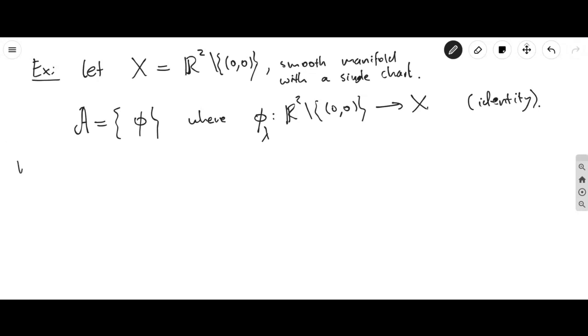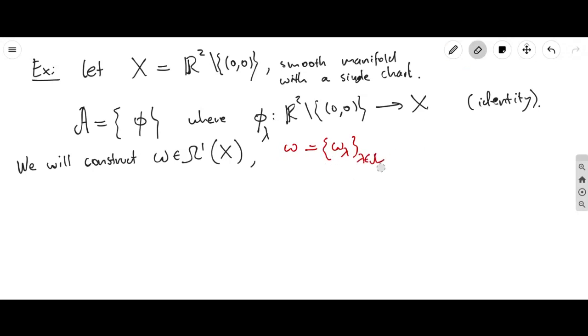So we will construct a one form that will be globally defined on all of X. So what is a one form? In general, we say that omega is a collection of forms in every chart, right? So lambda is the indexing set for the chart. In this case, you only have a single chart. And so a form would just be a form defined in this Euclidean open set.